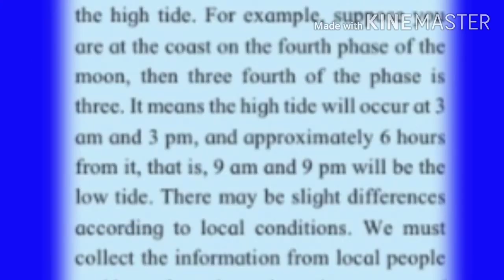For example, suppose you are at the coast on the fourth phase of the moon. Then 3/4 of the phase is 3. It means the high tide will occur at 3 am and 3 pm and approximately 6 hours from it, that is 9 am and 9 pm, will be the low tide.